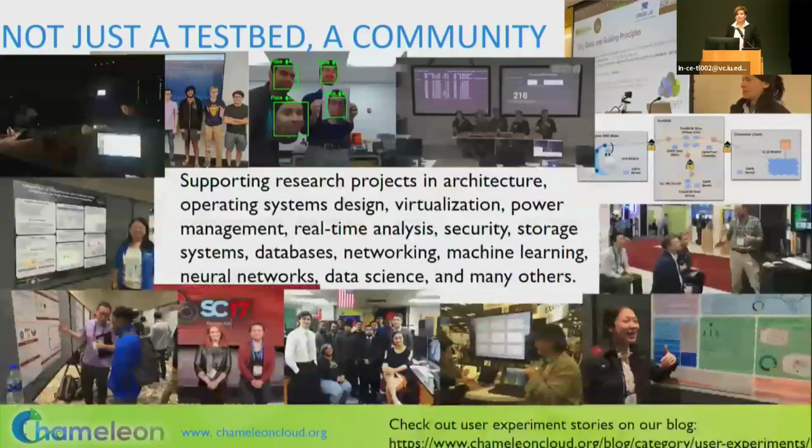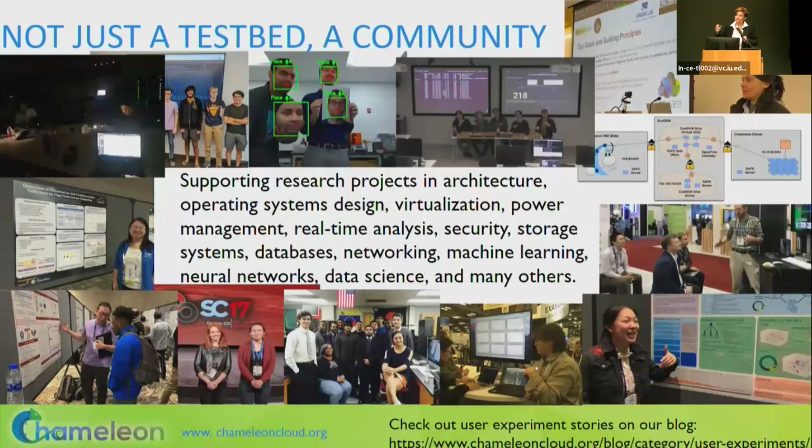So one thing important to know about the system is that it's not just an OpenStack deployment, not just a system, but also a community of users, a very tightly knit community of users. And you've got a collage of pictures taken at various different times of our users, presenting at conferences, working in their labs, receiving awards, participating in competitions, and so on and so forth. You can find their stories in our blog.